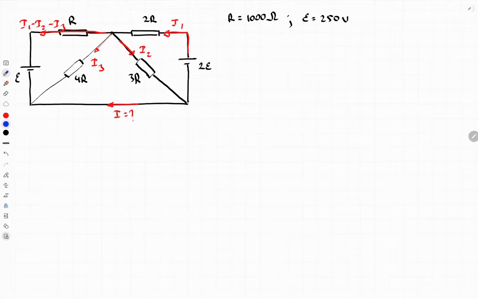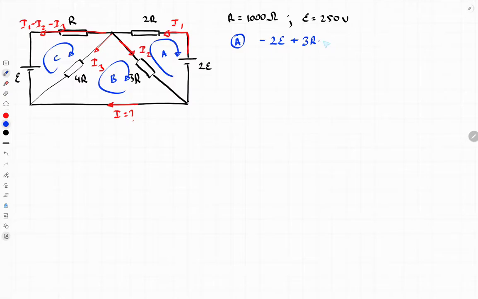Let me call this loop A, here loop B, and here loop C. Now let's apply Kirchhoff's second law for loop A. The total summation of all voltages in this loop should be equal to zero. Very simple. So negative 2E plus 3R times I2 plus 2R times I1 should be equal to zero. We are just applying Kirchhoff's second law for loop A.